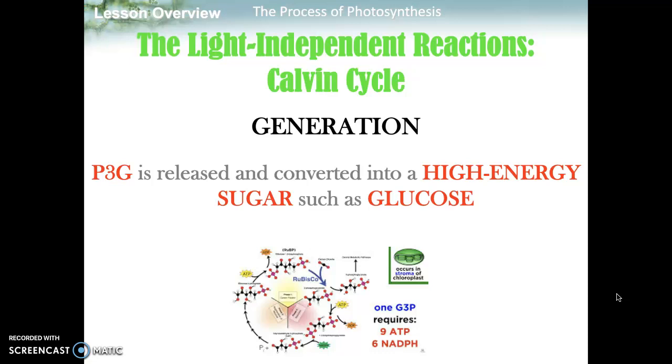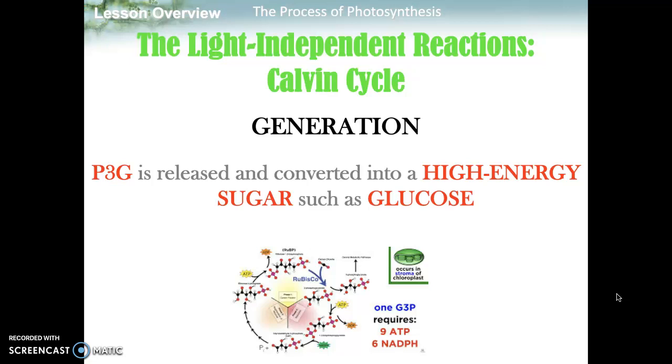Now, as you can see in the picture below, if you haven't been watching, it requires 9 ATP molecules and 6 NADPHs for this to happen, for each one of the G3P. Okay, this requires, again, 9 ATP and 6 NADPH. So you can see there is a lot of energy going in to producing this glucose sugar.